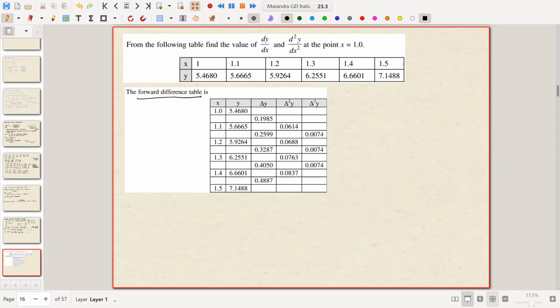Then what you do? Generate delta 2y. Now, how will you generate delta 2y? You need to take the difference between the deltas. So 0.2599 minus 0.1985. Then you have this. Then again you do delta 3y. You notice as you take more deltas, the number of points gets decreased. But here we are happy with taking delta 3y. You can also take delta 4, up to you.